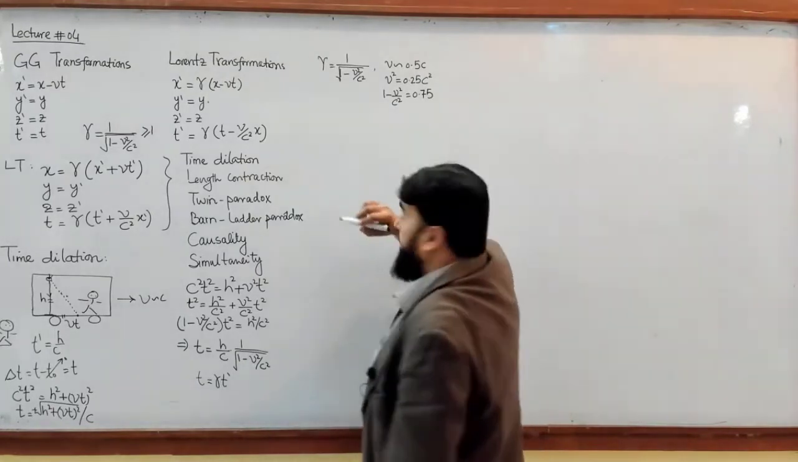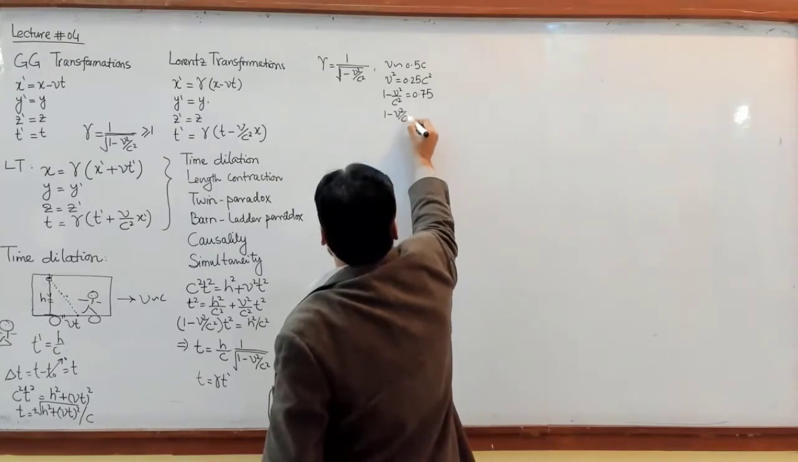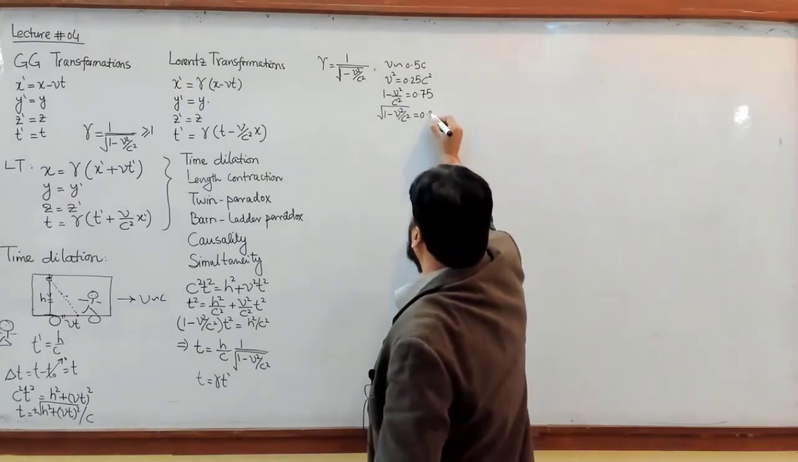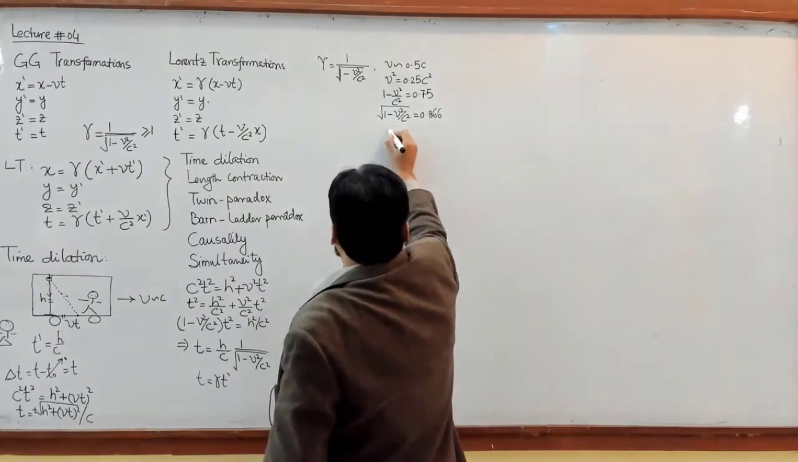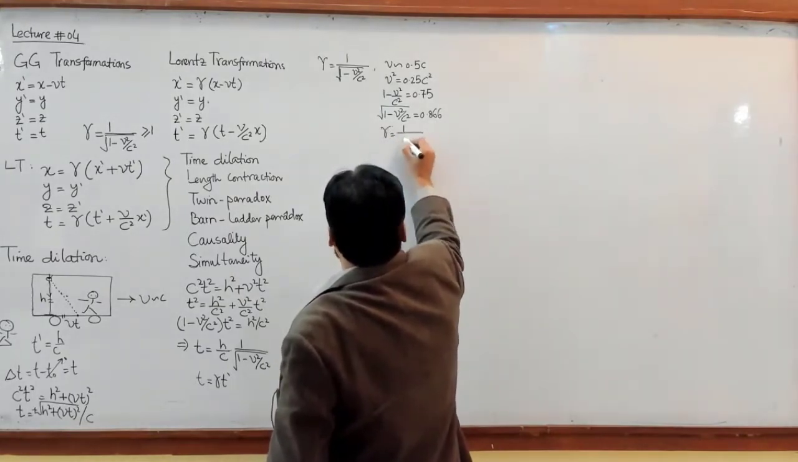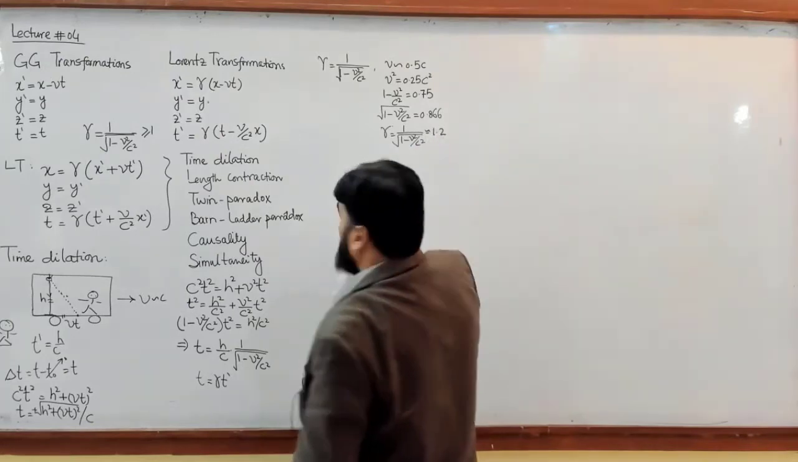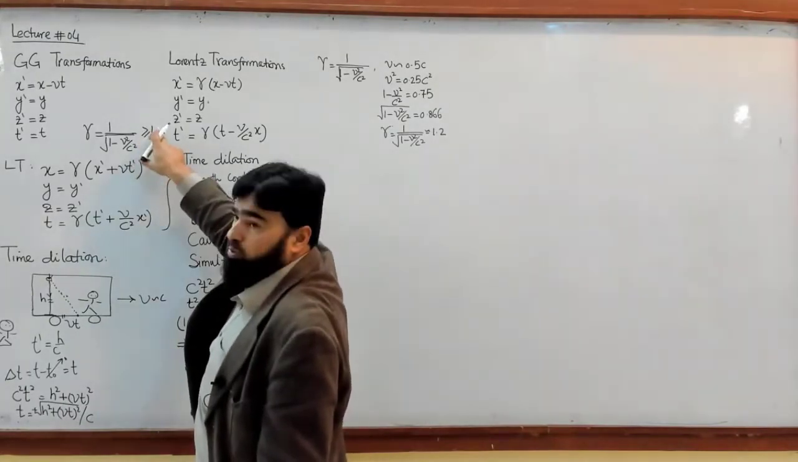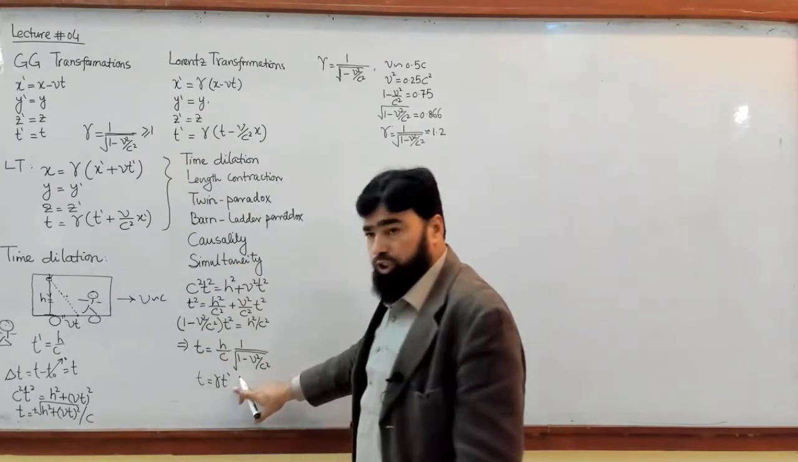Right? And you take the square root of this one. So 1 minus v square over c square, square root will be equal to 0.75, square root is 0.866. And now you take gamma, which is 1 over the square root of 1 minus v square over c square. So it will be approximately 1.2. And gamma is greater than 1, right, in this situation.